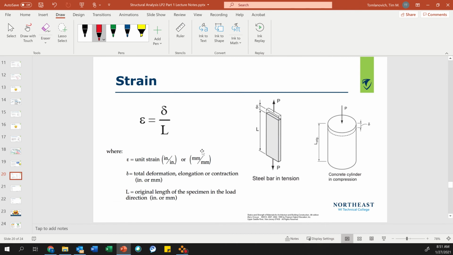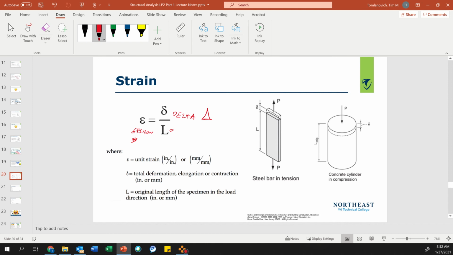All right, let's talk about strain. Strain is epsilon, and this is delta, or change. You've probably seen this, the triangle. This is length. Strain is how much it deforms. Delta is the total deformation, elongation or contraction. So tensile strain is stretching, and compressive strain is squishing.